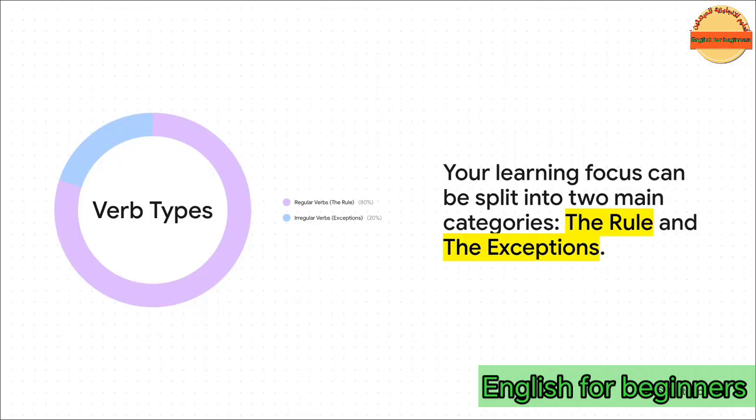So when you boil it all down, your entire approach to verbs now looks like this. Every single verb in the language fits into one of 2 buckets. You've got the rule, that's for all the predictable regular verbs. And you've got the exceptions, that small, defined group of irregulars. Suddenly, that huge, scary mountain of verbs feels a lot more manageable, doesn't it?